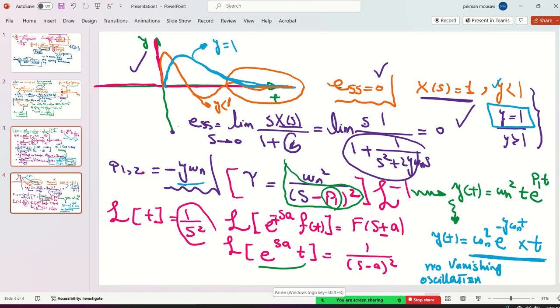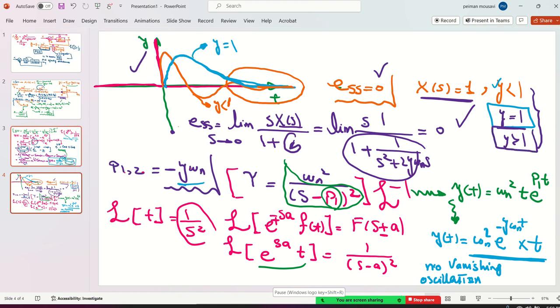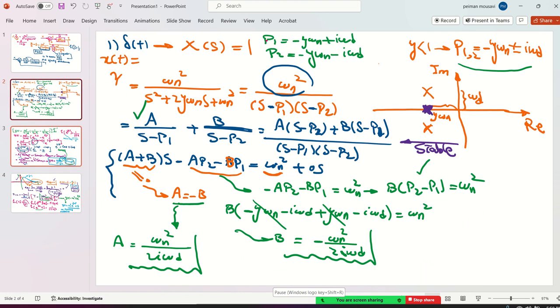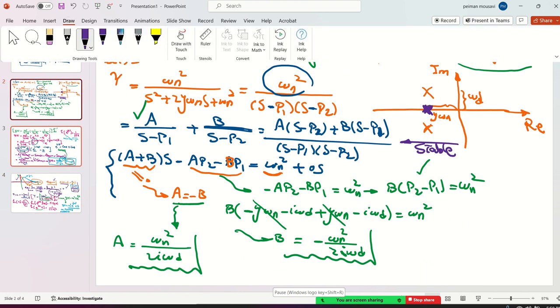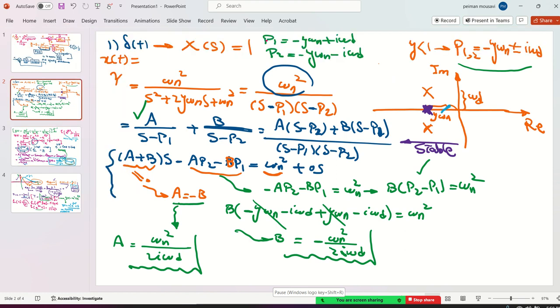Now let's go and consider the overdamped system. Here we go, the overdamped system. In the overdamped system, as I taught you in the previous class, you are in the stable region, and you have two distinct real poles. I'm going to show you with this color. Here we go. Two distinct real poles. Right?